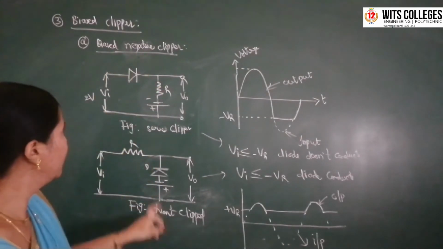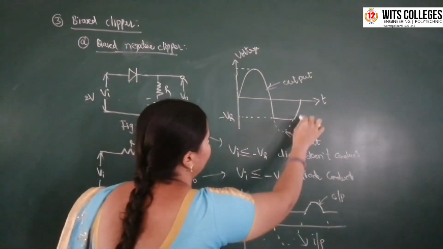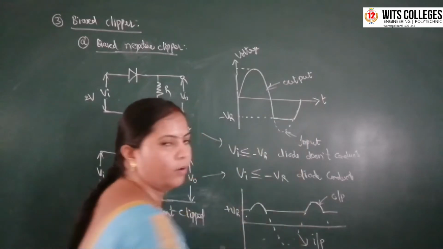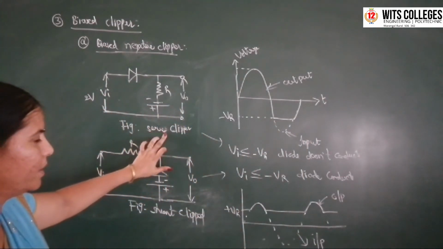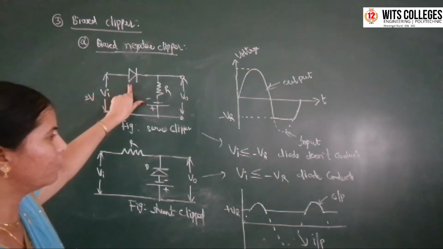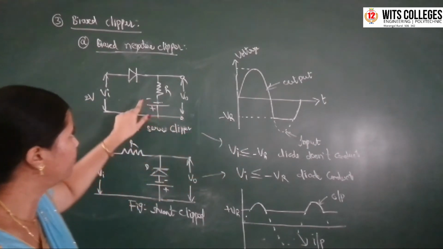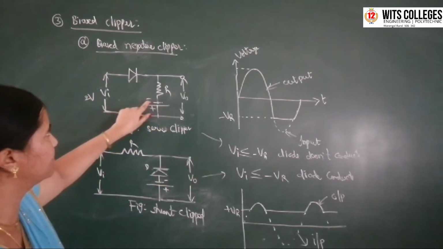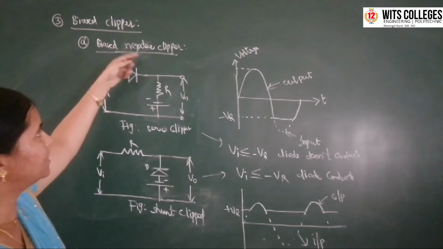Okay, shunt biased negative clipper, and this is the input waveform and this is the output waveform. Okay. So coming to the series biased negative clipper, when we are giving the input signal at the diode D, what will happen? When the input voltage is less than or equal to minus VR, here the polarity is reversed compared to the biased positive clipper.